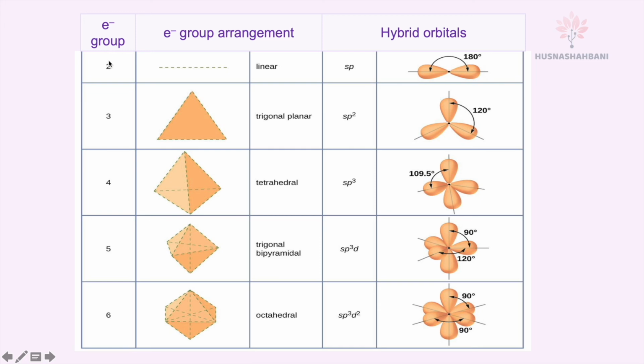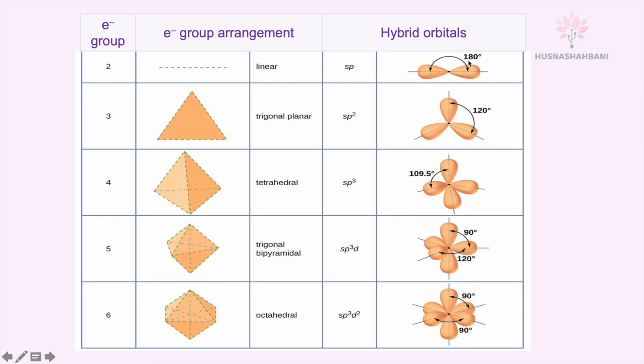For example, electron group 2, electron group arrangement linear, is sp hybrid orbital. Electron group 3, trigonal planar, is sp2 hybrid orbital. Electron group 4, tetrahedral, is sp3 hybrid orbital. Electron group 5, trigonal bipyramidal, is sp3d. Electron group 6, octahedral, is sp3d2 hybrid orbital. And the angle follows the name of the electron group arrangement.